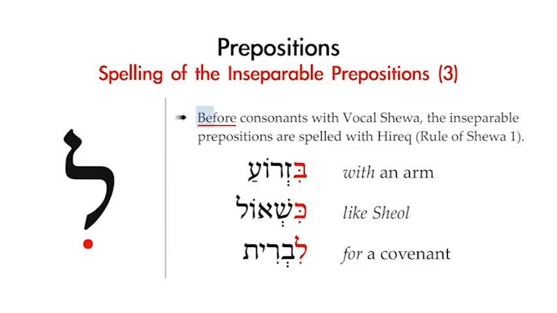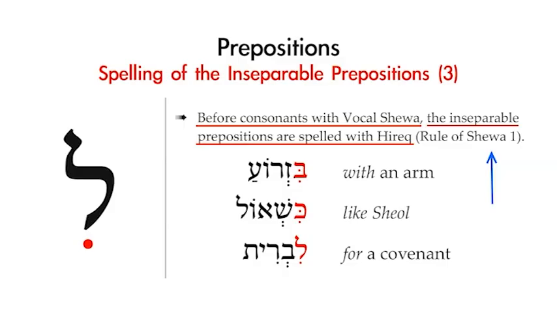Next, we're going to see the preposition spelled not with schwa, but with hirik. Now, the reason for this is rule of schwa 1. Here's how it goes. Before most consonants with vocal schwa, the inseparable prepositions are spelled with hirik. And as you know, this is an application of rule of schwa 1. So let's look together here and see how it would have been and how it is. Let's look at our first example together. Bizroa, with an arm.